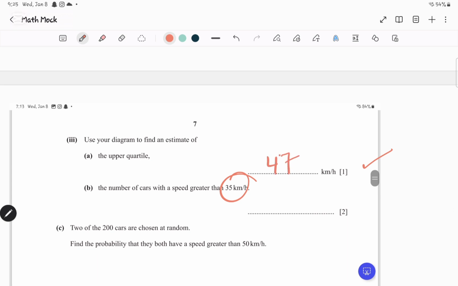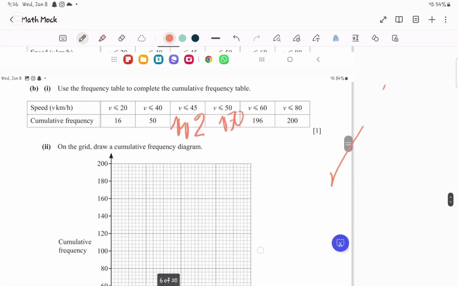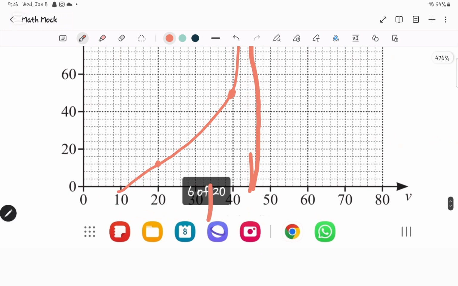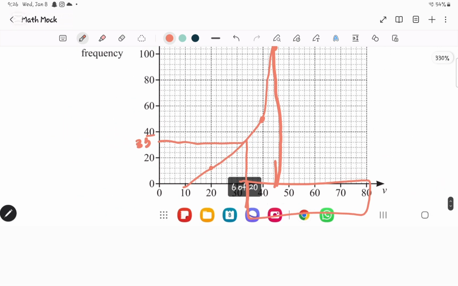Now this is interesting. The number of cars with a speed greater than 35 kilometers per hour. Okay, so we're gonna come here. We say 35 is over here. We need those greater than 35, which is this majority over here. We're gonna continue from 35 and go up, and it is approximately 35 again. So the cumulative frequency is 35.